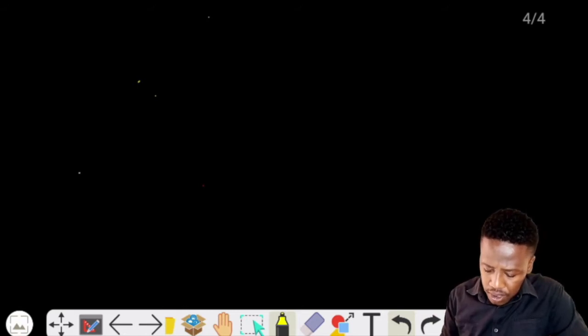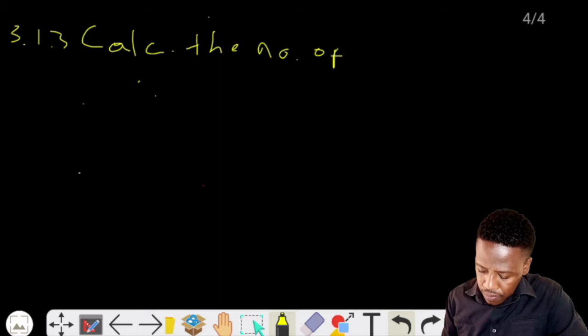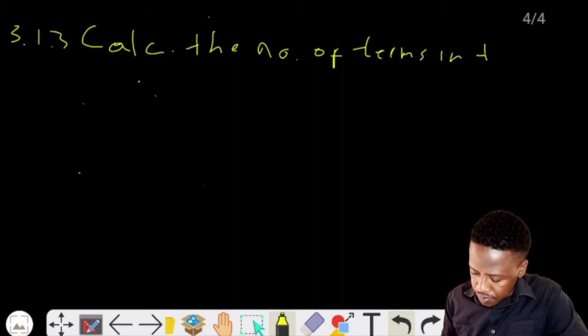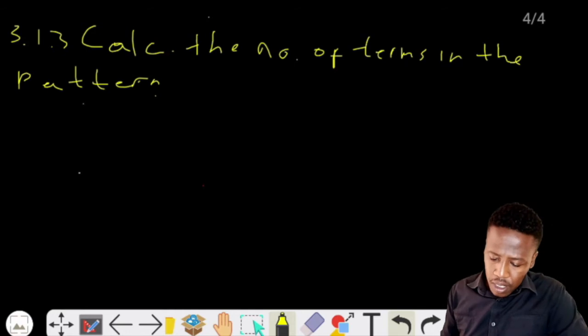The next question says, let me just write it down, it's 3.1.3. It says, calculate the number of terms in the pattern. Calculate the number of terms in the pattern, right?